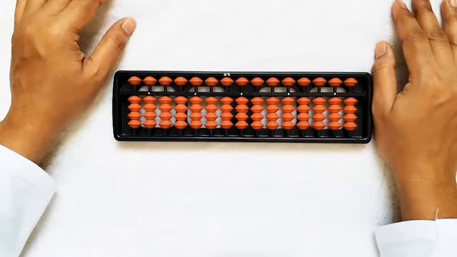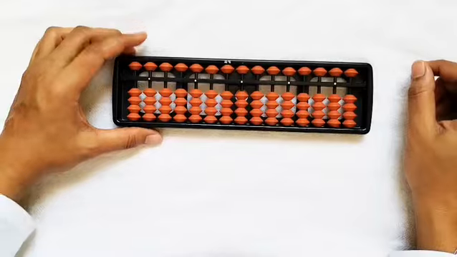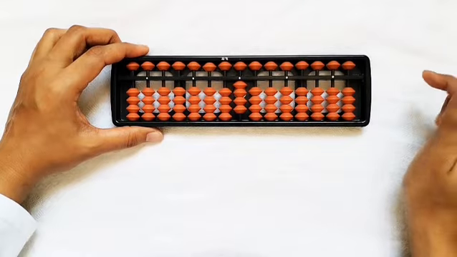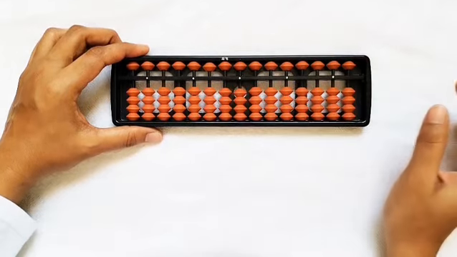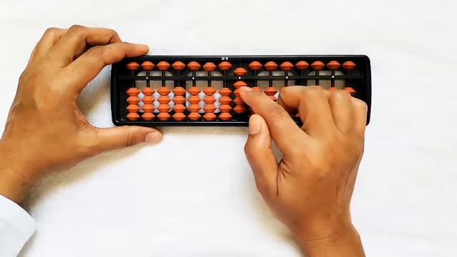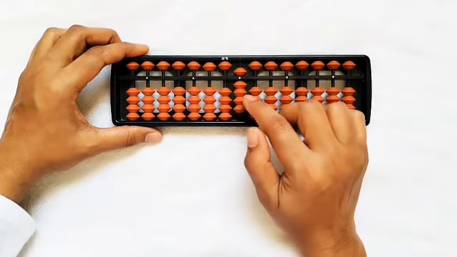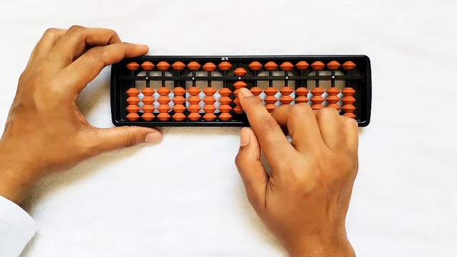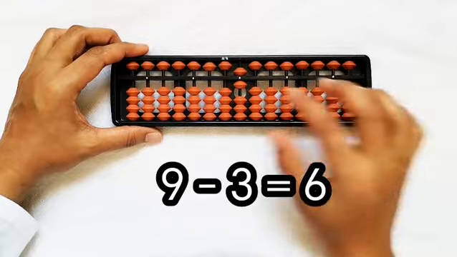Okay, let's start with today's lesson, subtraction. And the first step is zoom. Let's take the first question. 4 less 3. The answer is 1. Next one. 9 less 3. See, in the earth beads, when we do subtraction, the bead goes down. In the earth beads, subtraction, beads going down. Okay. So 9 less 3 is 6.